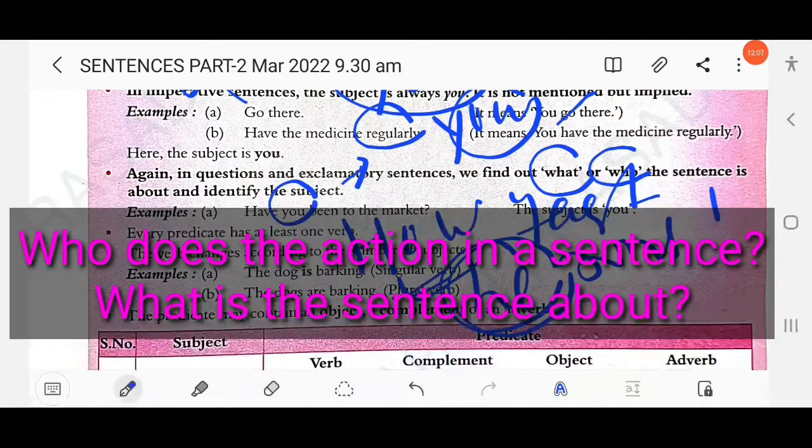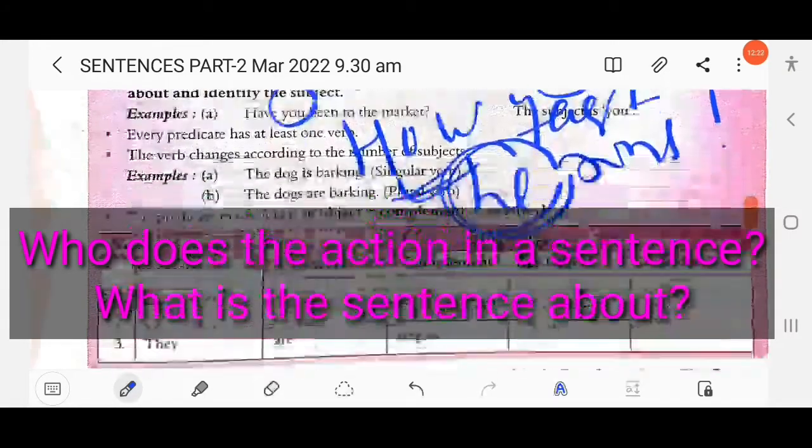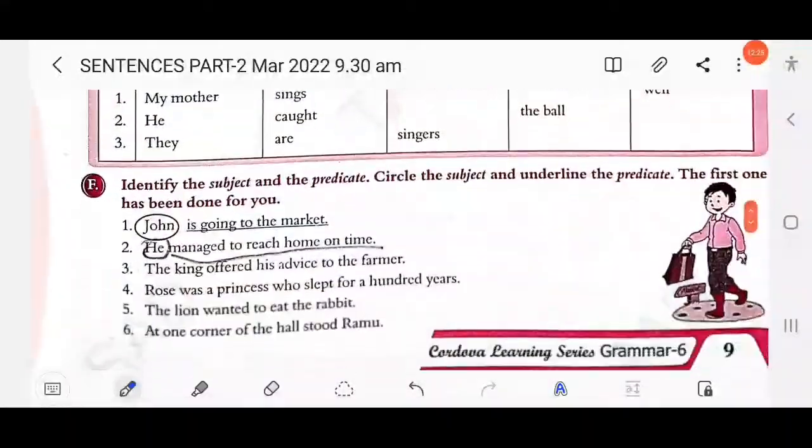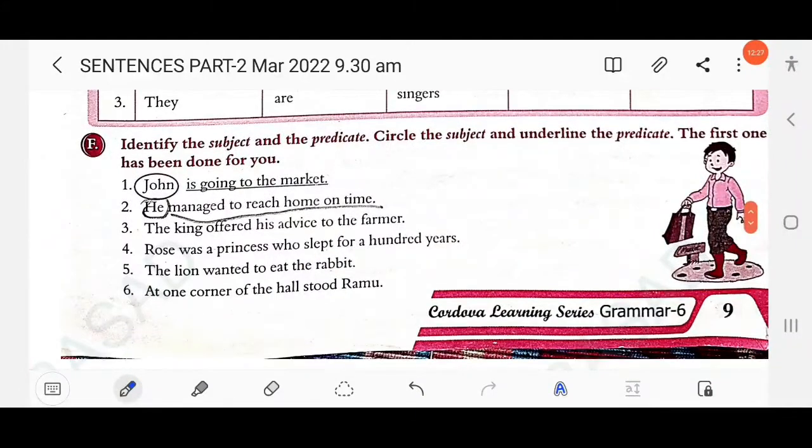So in two ways we can find the subject. First, by asking who does the action in a sentence; the doer of an action is known as the subject. Another way is what the sentence is about. Here, John is going to the market. Who does the action? John. So John is the subject, and the remaining part except the subject is known as the predicate.